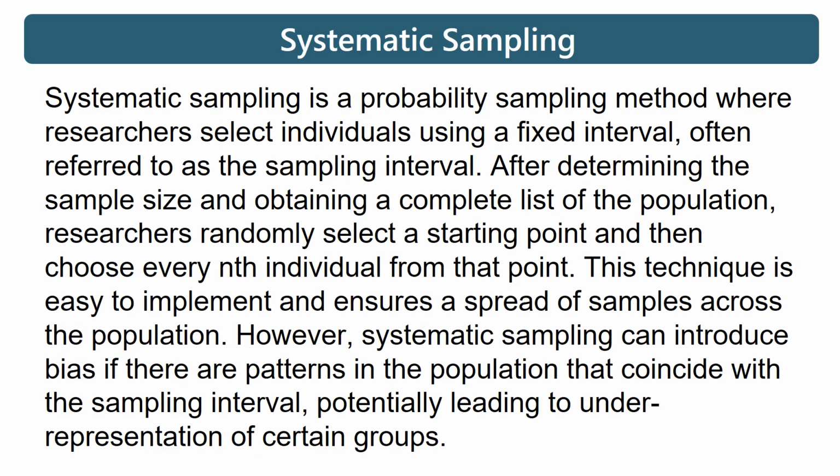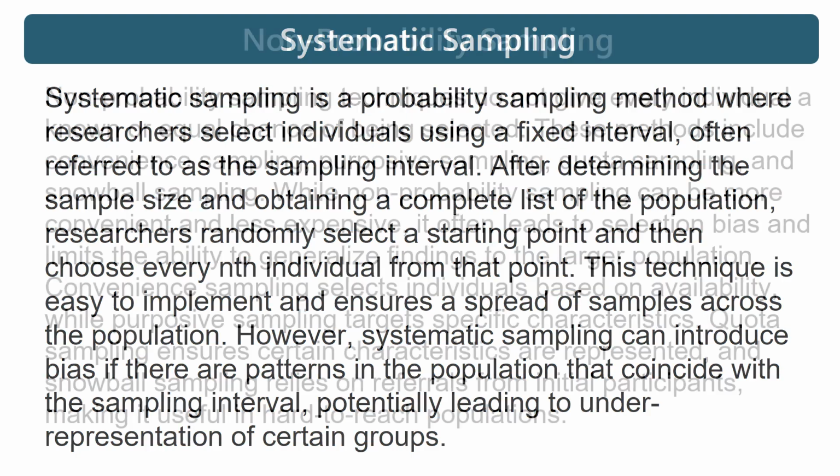However, systematic sampling can introduce bias if there are patterns in the population that coincide with the sampling interval, potentially leading to underrepresentation of certain groups.